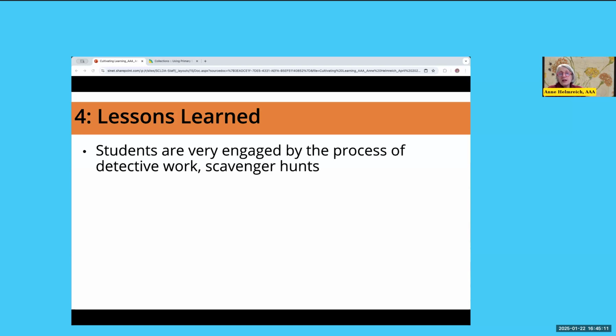And as I said, they're very engaged by the process of detective work, scavenger hunts, finding things, getting to answer those questions. I really encourage you to leverage that natural curiosity. And our teachers in our program have just found that to be such a great way to get them started.